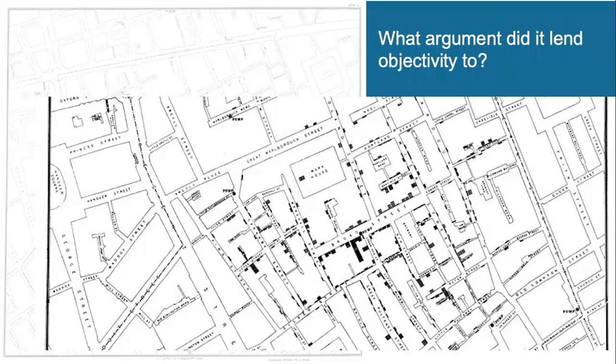And then lastly, what argument might this lend objectivity to? So what solution might there be to this problem that you could use this map to help support? So where do you repair resources for repairing wells? That might be one. Any other ideas or thoughts?